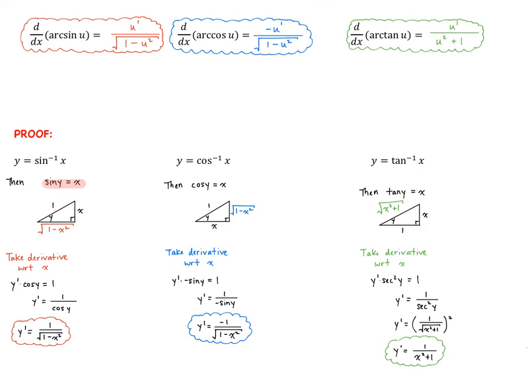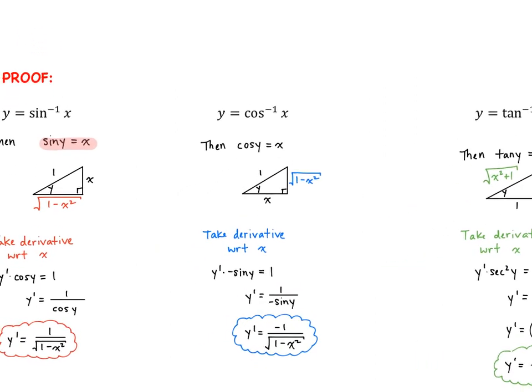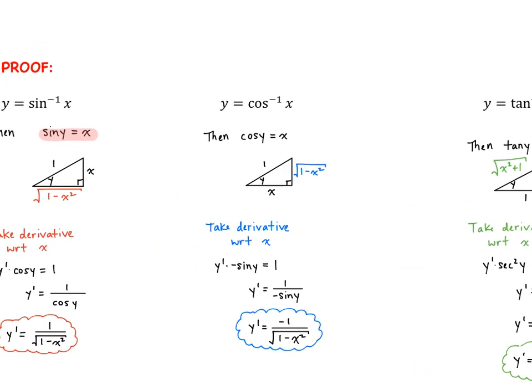Similarly, with the arc cosine and taking the derivative of that, we're going to let y equal the inverse cosine of x, or arc cosine of x. So then cosine of y equals x. Using this and y as our angle, we could go ahead and draw our triangle. So the cosine is equal to x over 1. And then using the Pythagorean theorem, we're able to get the third side of this triangle.